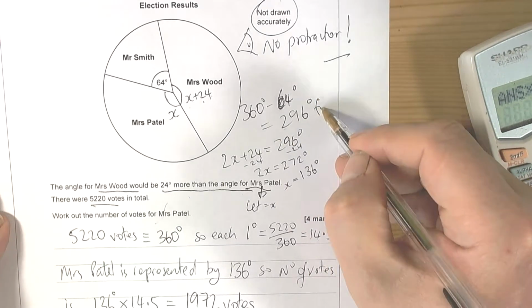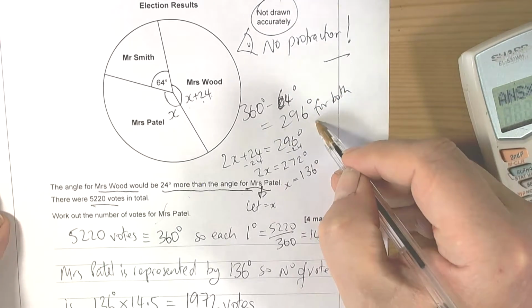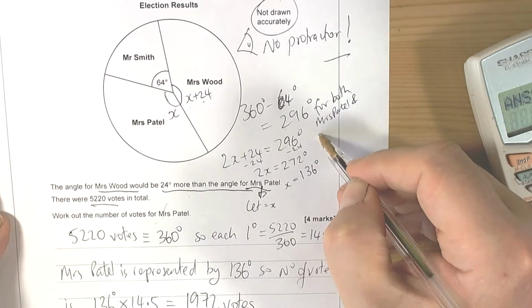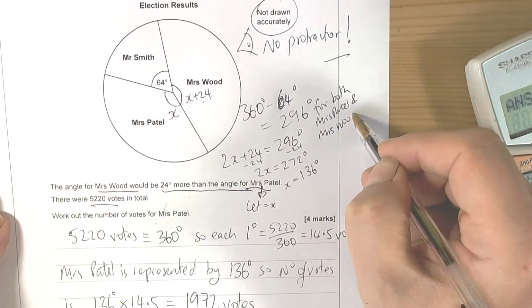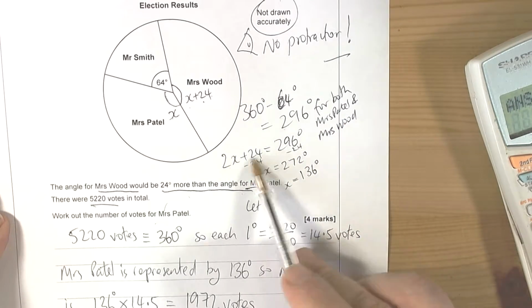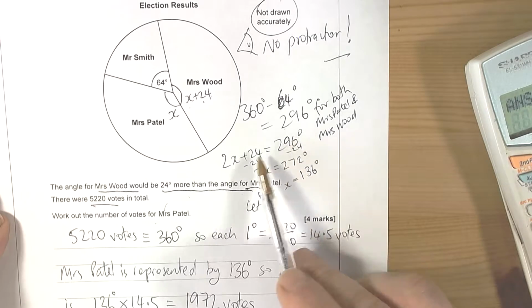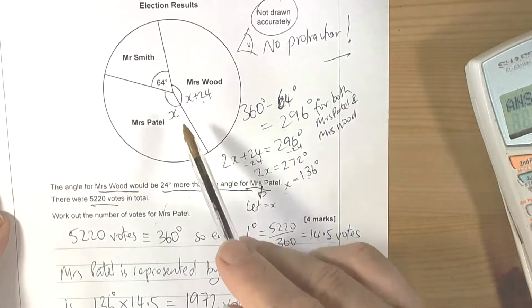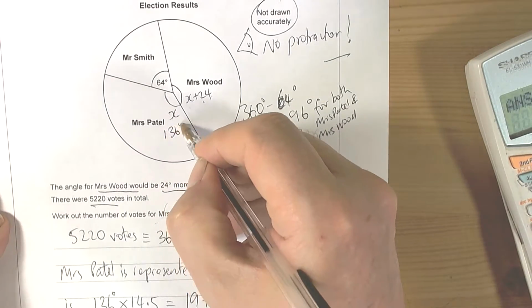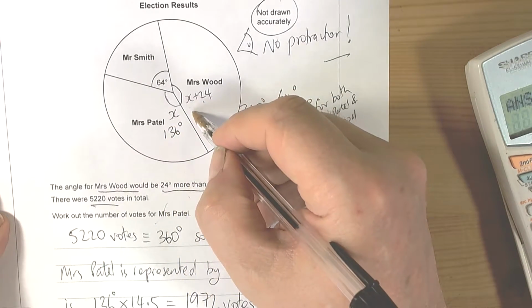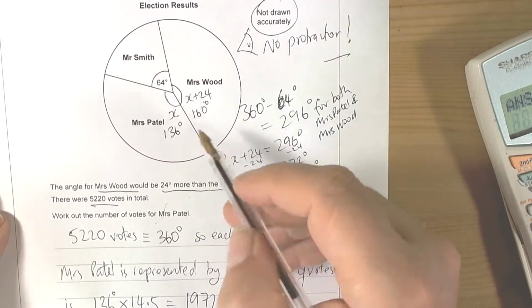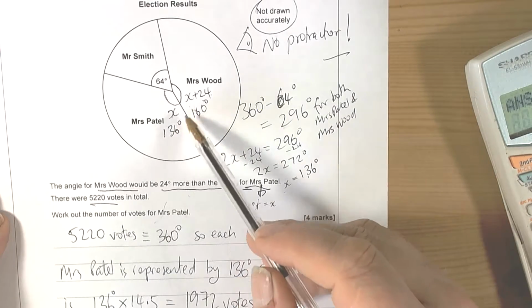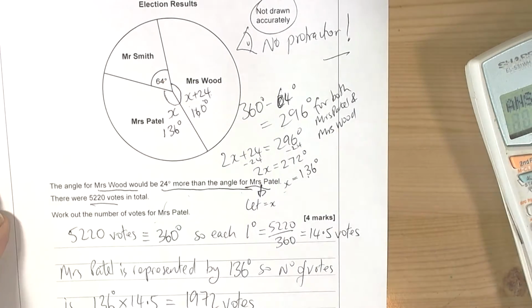So this is for both Mrs. Patel and Mrs. Wood. So we know that that equation can be created because they've got to add up and write the same. So we worked out that that's 136 degrees. So Mrs. Patel has an angle of 136 degrees. Mrs. Wood has an angle of 160 degrees. And if we added all those up, we'd get 360 degrees.